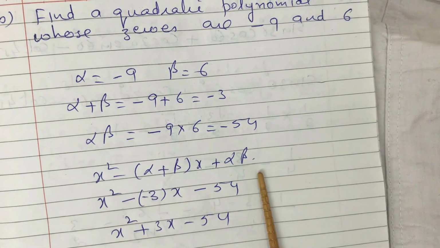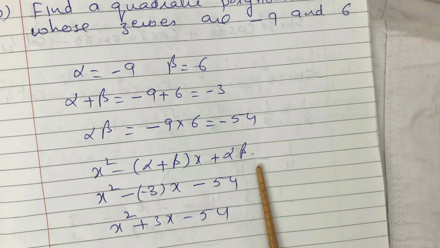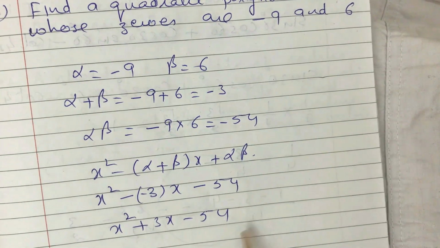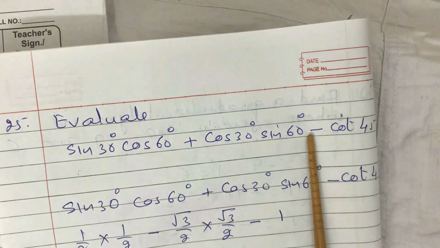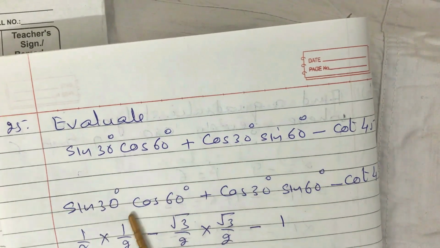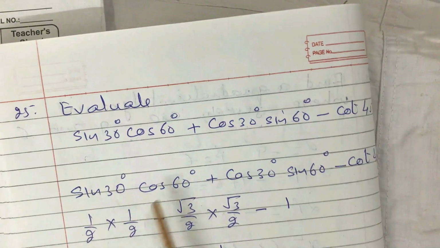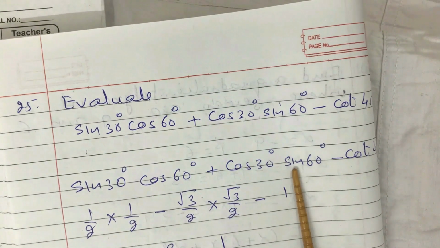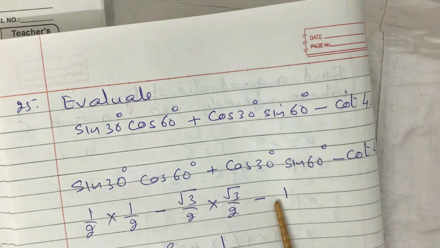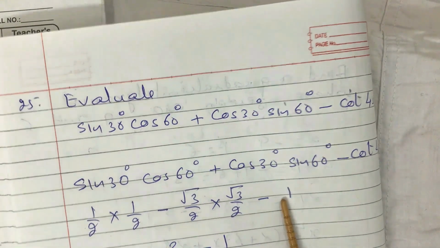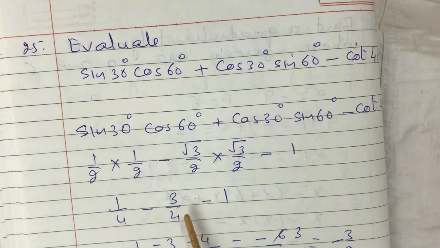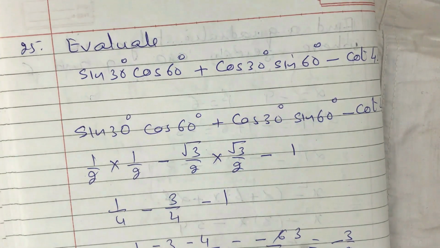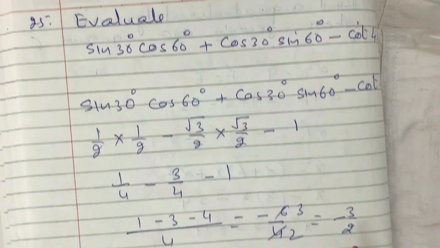That is the equation of a quadratic polynomial. Substitute the values, you will get the answer x square plus 3x minus 54. Now evaluate this. Substitute the values: sin 30 is 1 by 2, cos 60 is 1 by 2, minus cos 30 is root 3 by 2, sin 60 is root 3 by 2, minus cot 45 is 1. Now 1 by 4 minus 3 by 4 minus 1. 4 is the LCM, 1 minus 3 minus 4. You will get minus 6 by 4, that is minus 3 by 2.